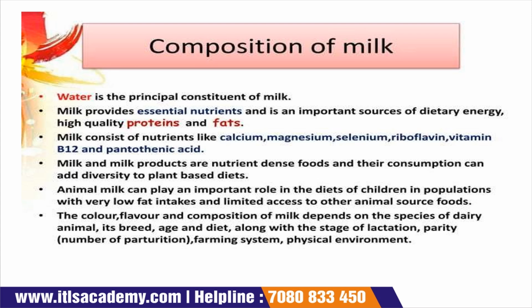They also have limited access to other animal sources. The color, flavor, and composition of milk totally depend upon the species of the dairy animal, like cow or goat. It also depends upon its breed, age, diet, and the stage of lactation, farming system, and physical environment. Basically they depend upon all these things.